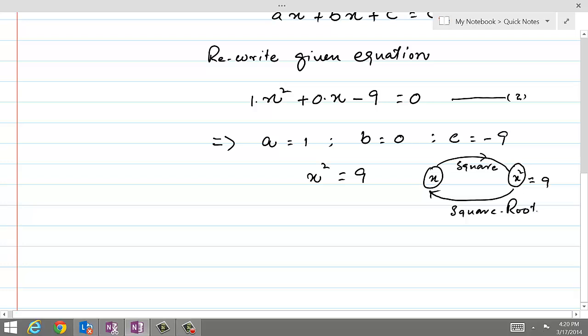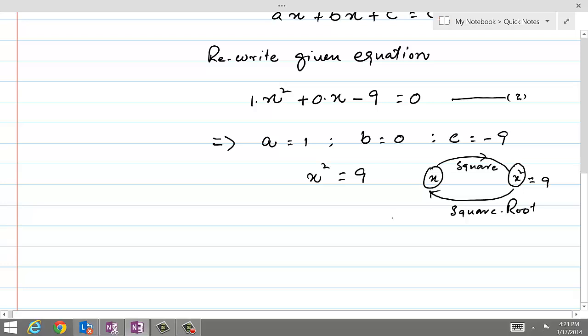The square root will give us two values of x. One is plus 3 and one is minus 3, because originally we don't know what was the value of x which produced 9 upon taking the square. If x was 3, it can generate 9 when we take the square. If x was minus 3, it can also generate 9. So we don't know if we applied the square to plus 3 or to minus 3.